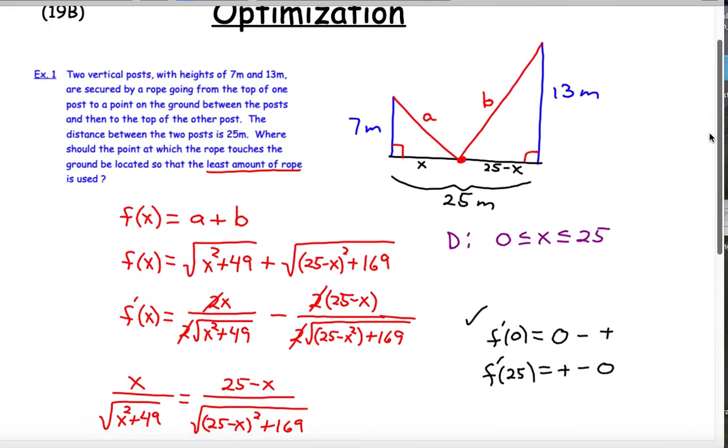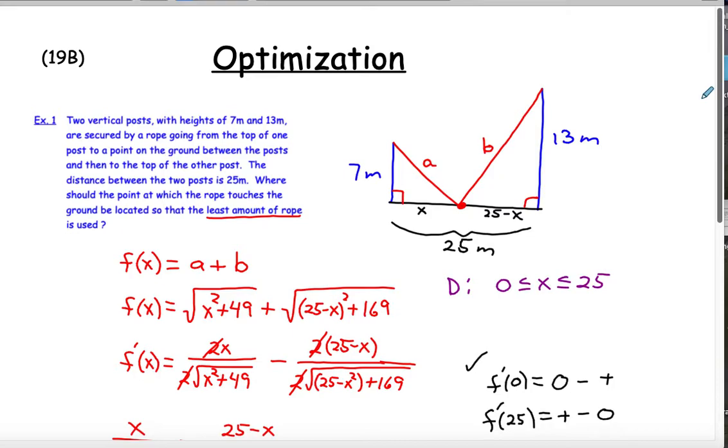So our answer indeed is that. So let's go back up here in our picture. And so for the final answer, we should say, let's reread the question. Where should the point at which the rope touches the ground be located so that the least amount of rope is used? So the point should be located 8.75 meters from the 7-meter pole.